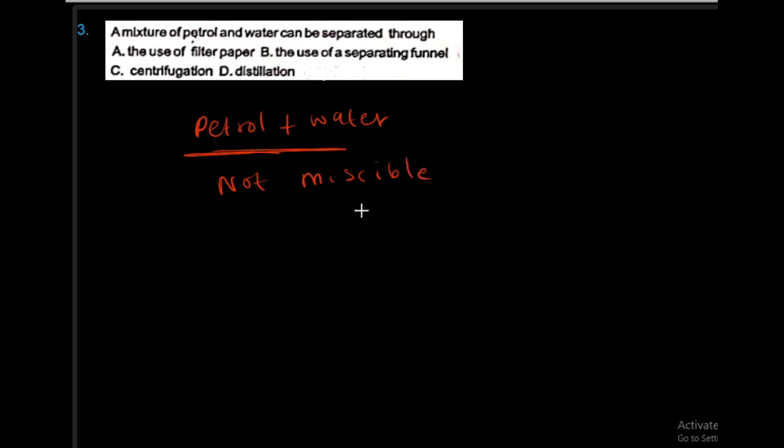Now number 3 says a mixture of petrol and water. Petrol and water, are they miscible liquids? No, they are not miscible liquids. So whenever we have two immiscible liquids, or two liquids that do not mix, don't forget the separating funnel is what we use. You can just pause this video and attempt some of these questions before getting to know the answers, and also don't forget to make your notes as you watch the video.